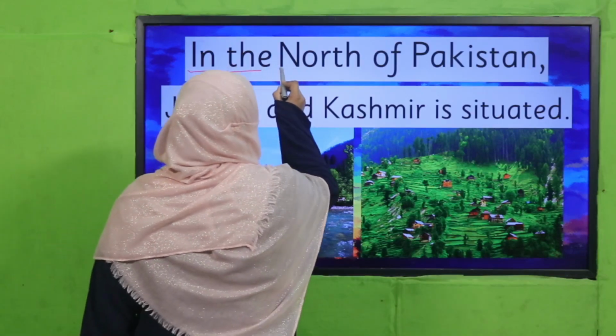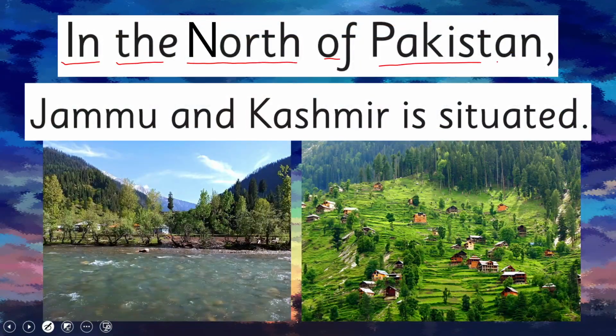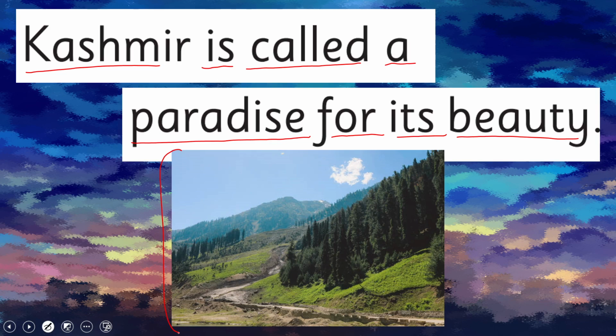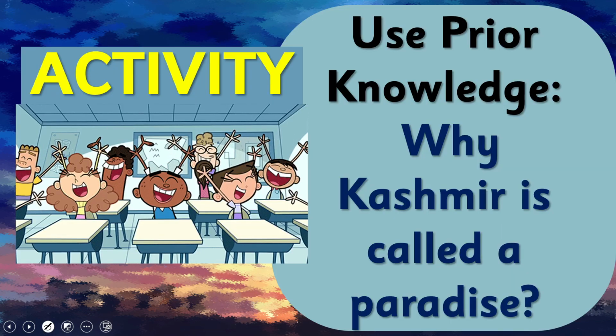In the north of Pakistan, Jammu and Kashmir is situated. Kashmir is called a paradise for its beauty. Such beautiful Kashmir, alhamdulillah. Now you tell me, beta, why is Kashmir called a paradise?